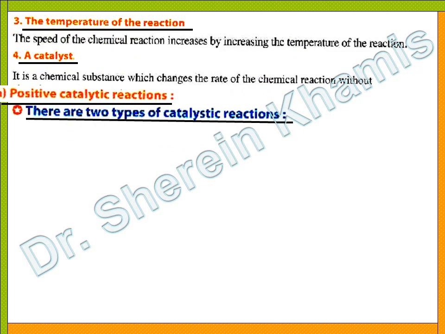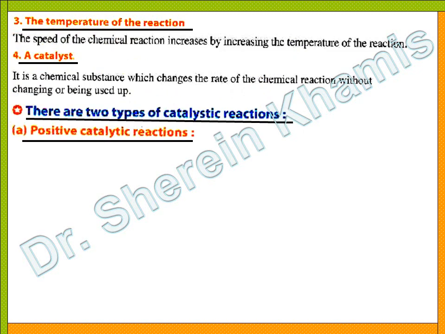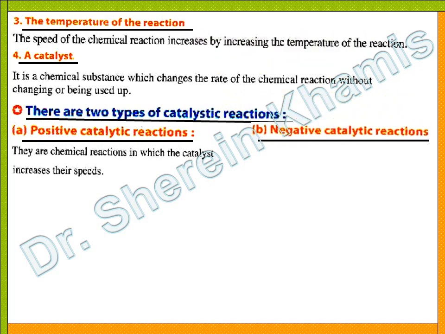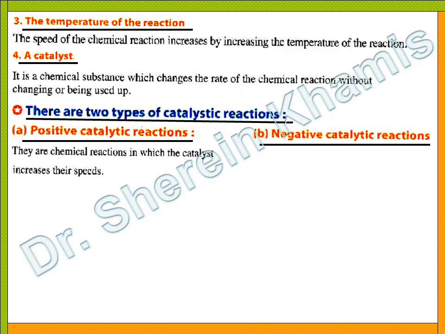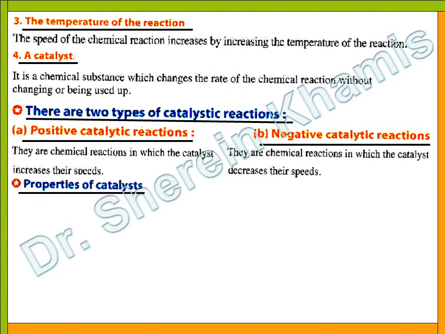A catalyst is a chemical substance that changes the rate of reaction without being used up. And there are two types of catalytic reactions, with positive catalyst and negative catalyst. Positive catalytic reactions are chemical reactions in which the catalyst increases the speed of reaction, and negative catalytic reactions are chemical reactions in which the catalyst decreases the speed of chemical reaction.